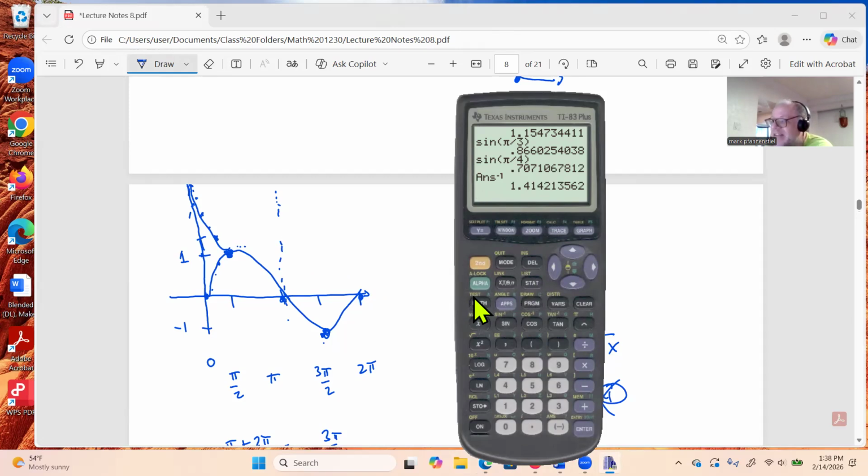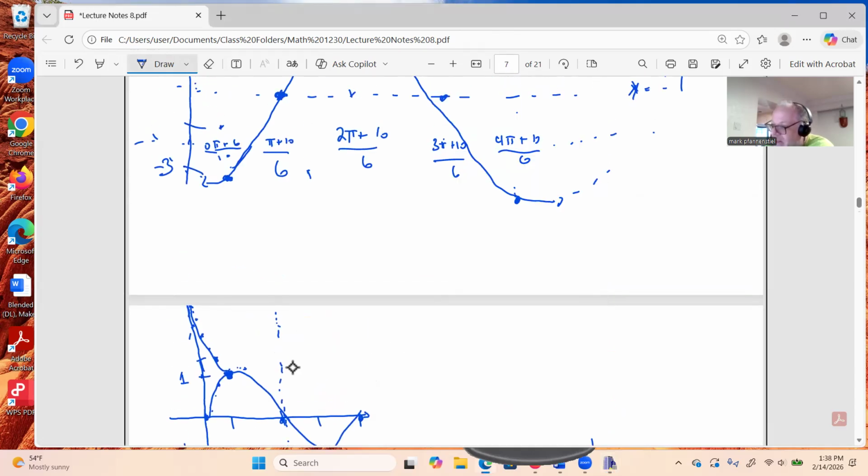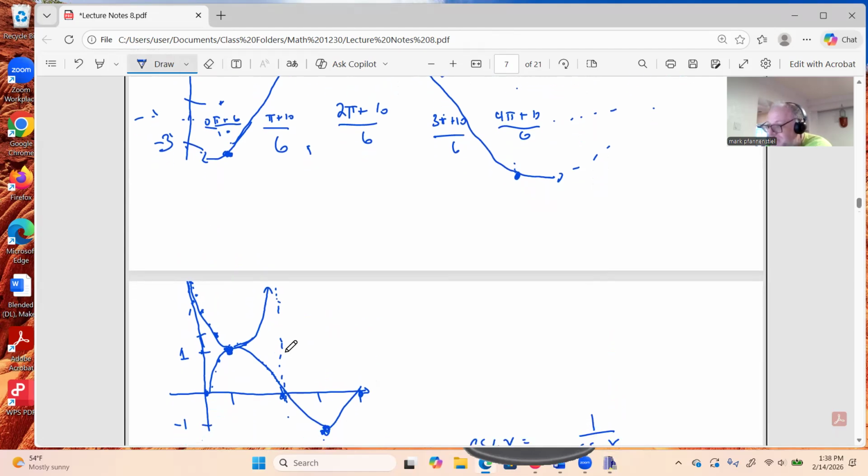So if I say sine of 3, we're going to get a pretty small number. And then when we take its reciprocal, we get 7. We get a big number. So we have this 1, and as we go further and further away from it, we're getting smaller and smaller numbers, but we have to flip these as a reciprocal. We're going to get bigger and bigger numbers as we go through this.